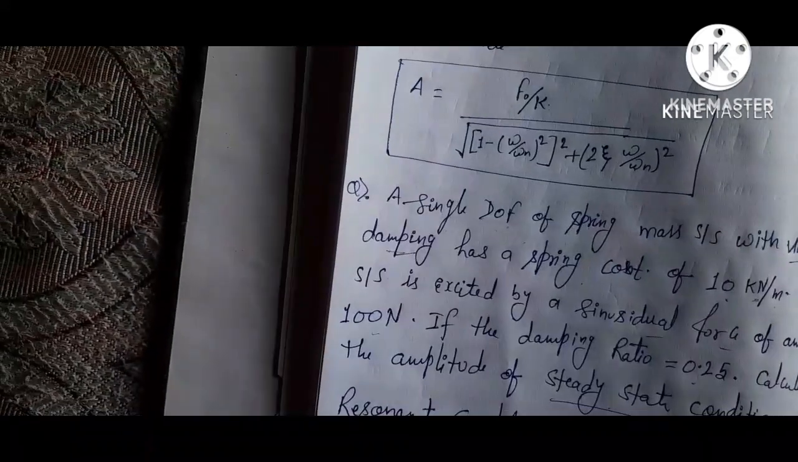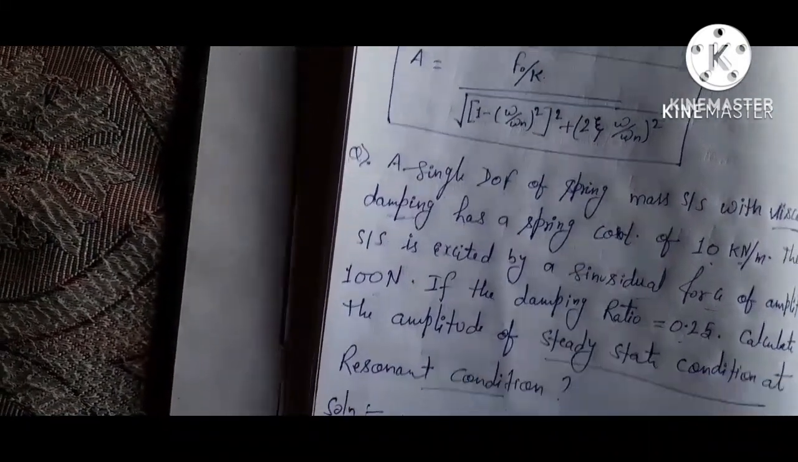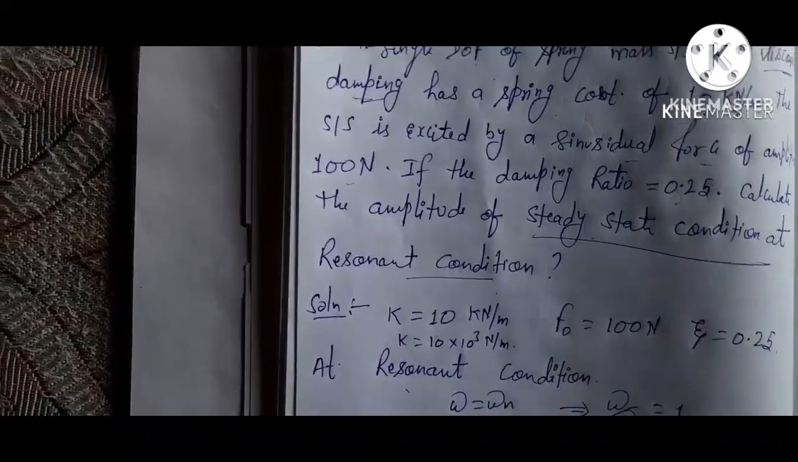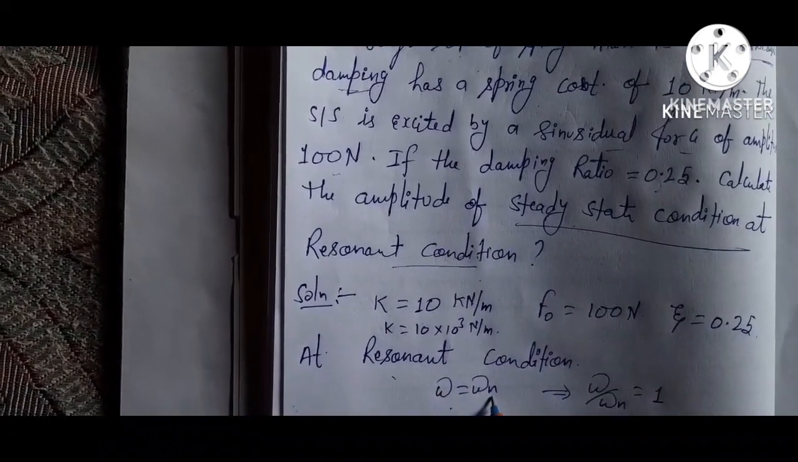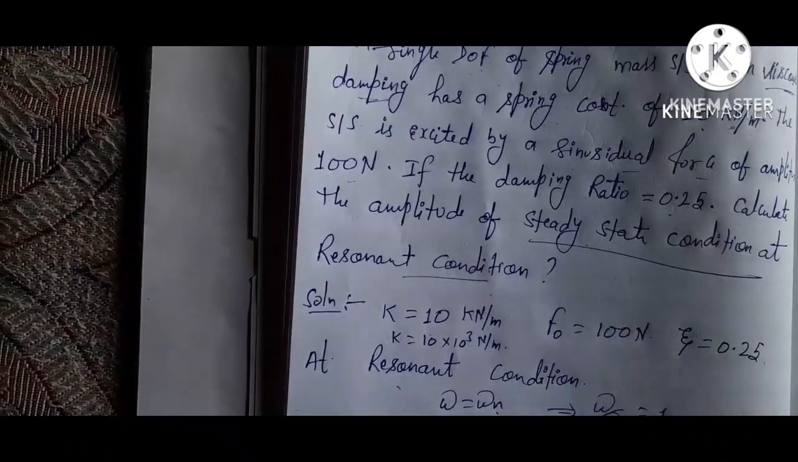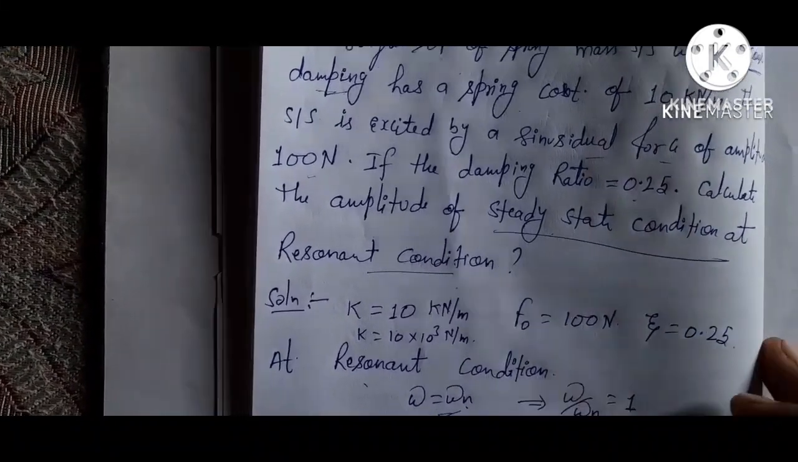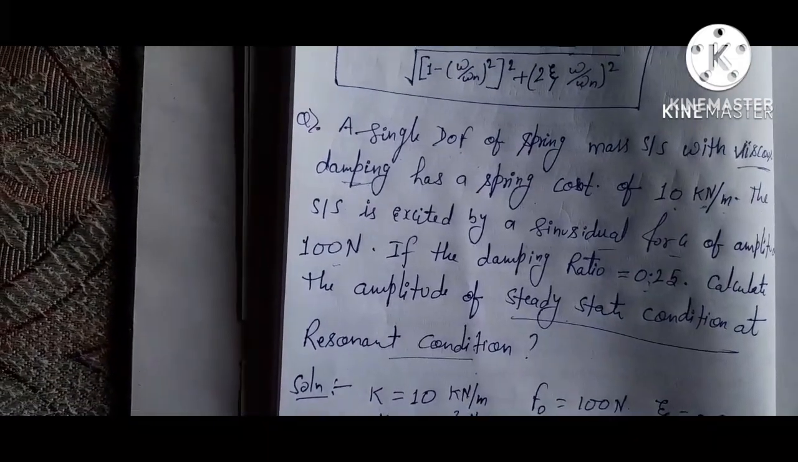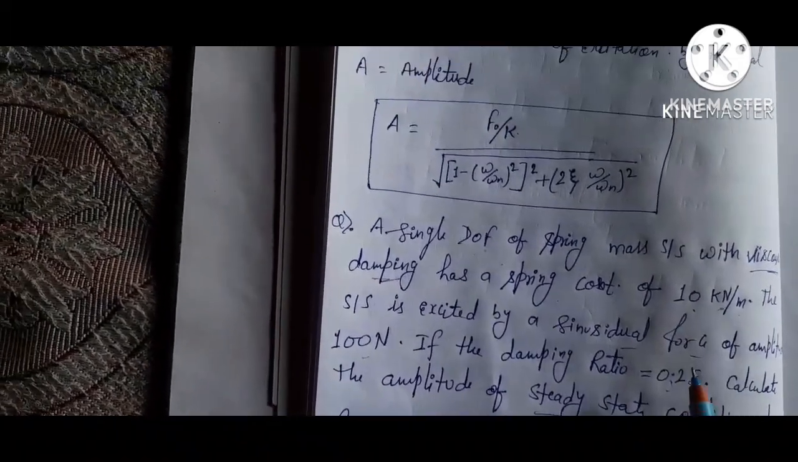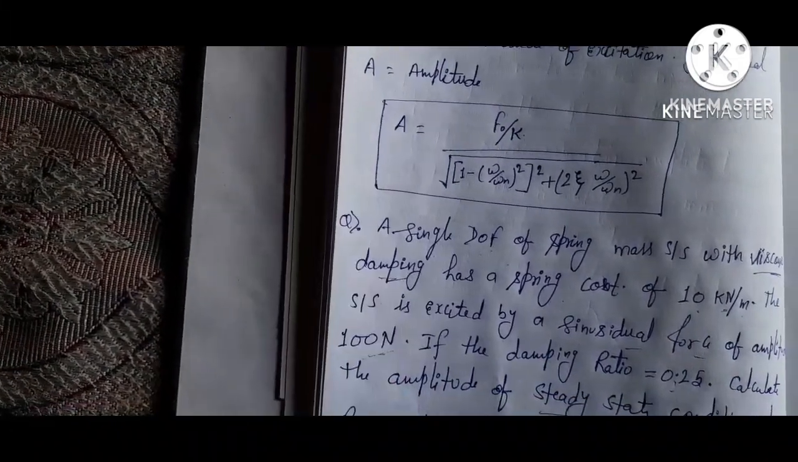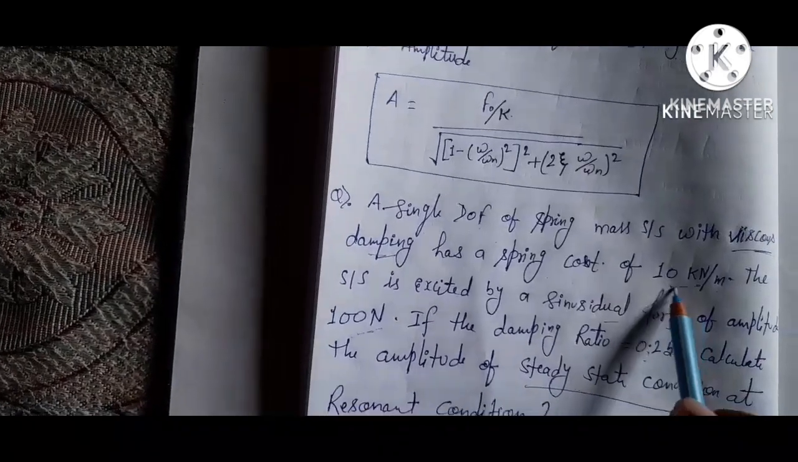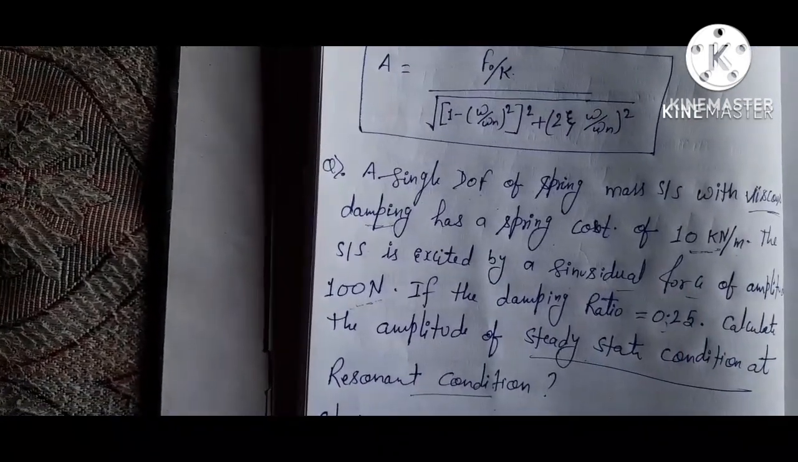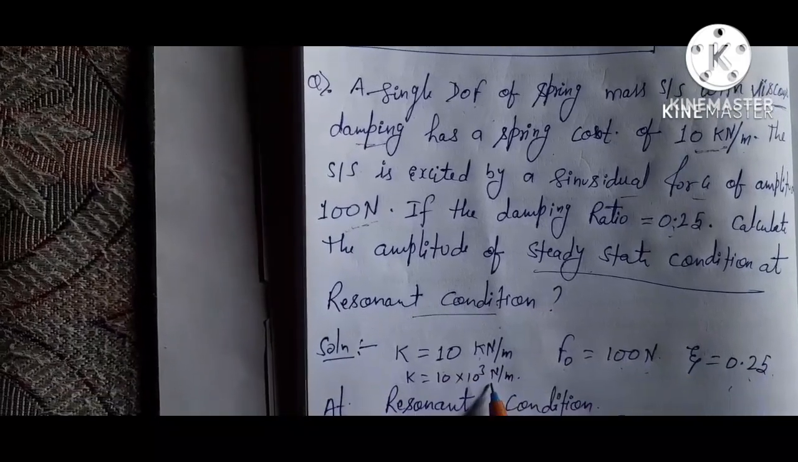Okay, the resonance condition is given here. So at resonance condition, omega divided by omega n equals 1, so omega equals omega n. Zeta is given as 0.25, F0 is given as 100 Newton, and the K value is given here in kilonewton, which will be converted to Newton per meter.